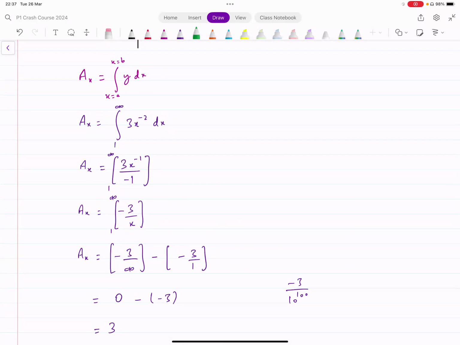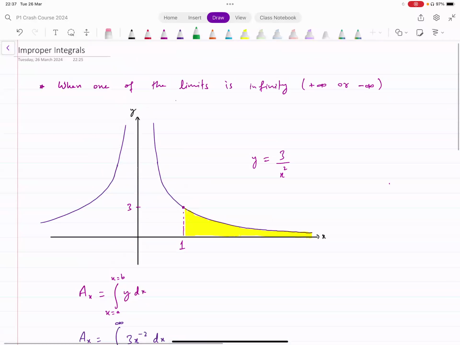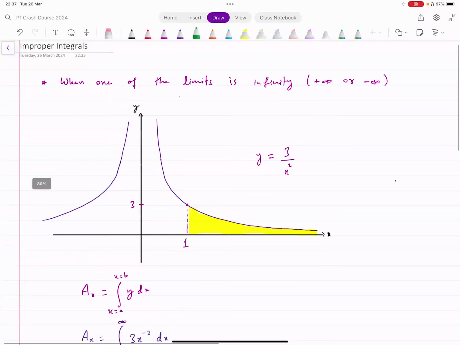Sir, what if the infinity is being multiplied? Yeah, so that's a good question. What if infinity was being multiplied? What happens in that case? So let's take another scenario.